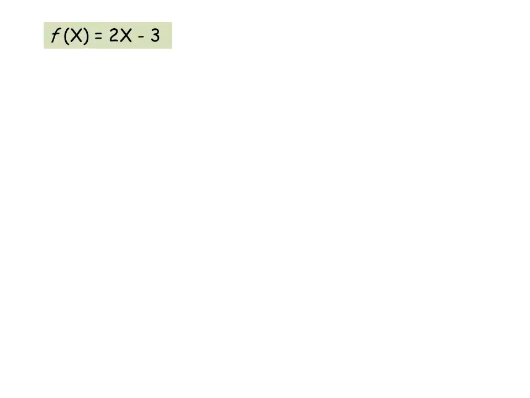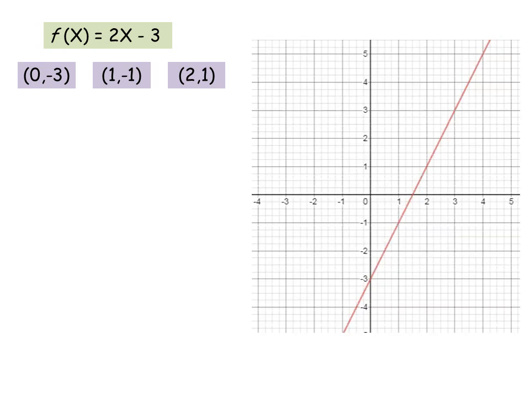Now my function is 2x minus 3 and I have my three ordered pairs to be located on the graph paper, and I know that these three ordered pairs will draw a straight line because it's a polynomial function of the first degree, or simply I can call it a linear function. So this will be my drawing.